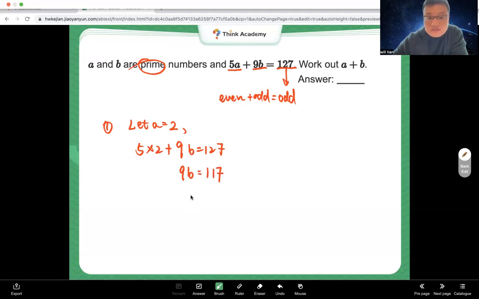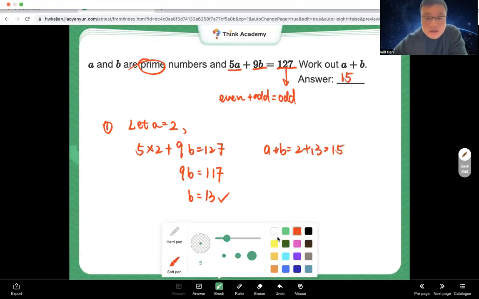Okay, guys, is that divisible? Yes. 11 divided by 9, you got 1, which is 2 left. 27 divided by 9, you got 13. And guys, you have to check it. Is that a prime number? Yes, it is a prime number. So the answer to the question will be A plus B, which is 2 plus 13. That gives you 15, right? So that will be one of the answers, but we still need to take a look.